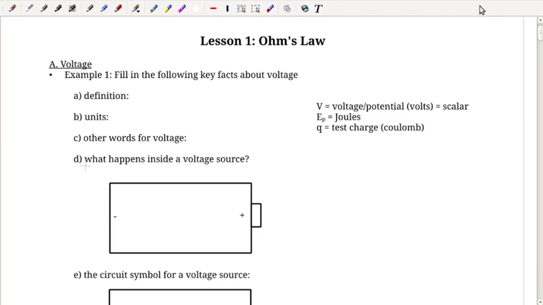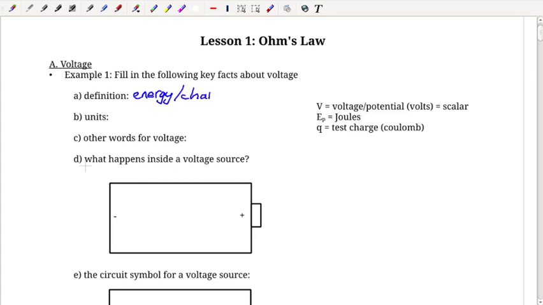And the first thing we're going to start out with is taking another look at voltage. So we looked at voltage before already in the context of electrostatics. And to start out, we're going to fill in what we already know. So it says fill in the following key fact about voltage. Well, what is the definition of voltage? Remember that it came from looking at electric potential energy, and we said that voltage was the energy per unit charge.